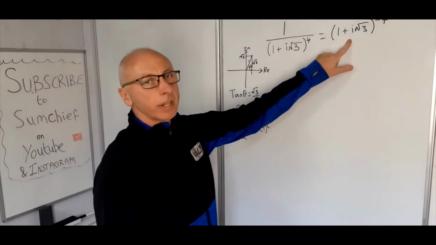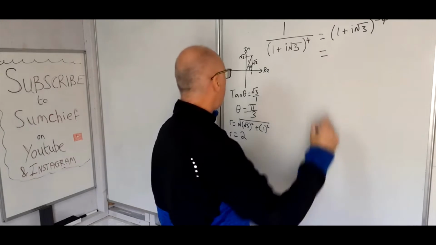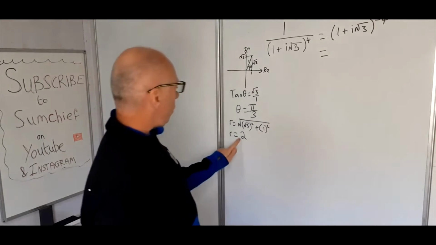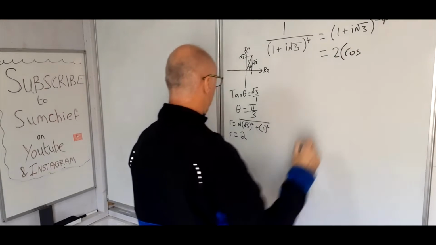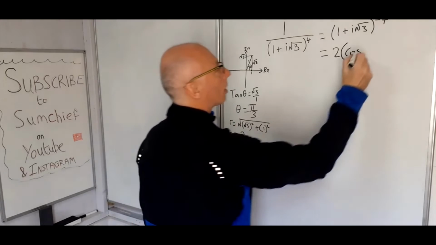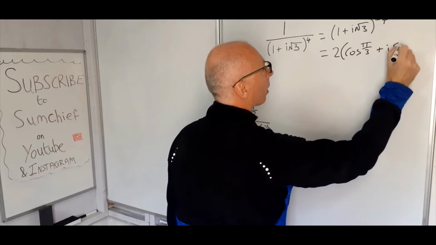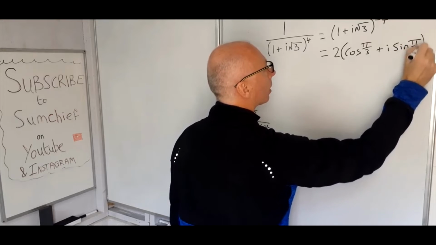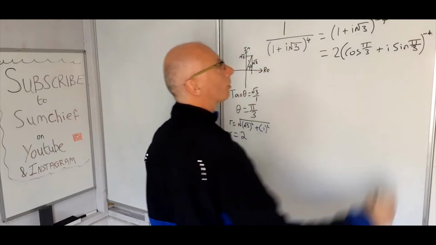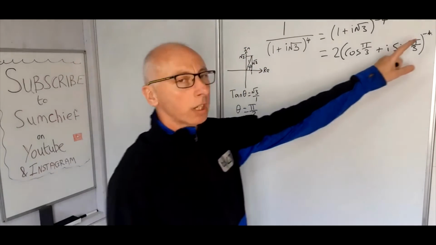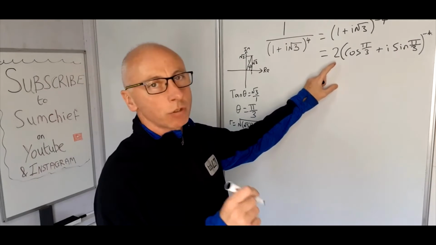So let's write this down now in Euler notation. We can write this now as r, which is 2, times cosine pi over 3 plus i sine pi over 3, and that's to the power of minus 4. Now, if you check my other videos on how to do all this, you'll see the links in the comments and the description down below.